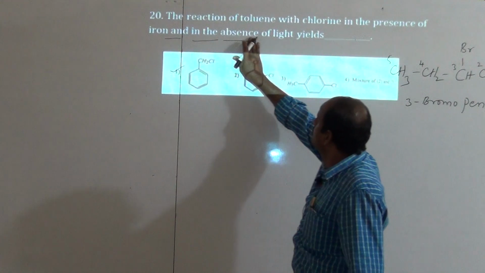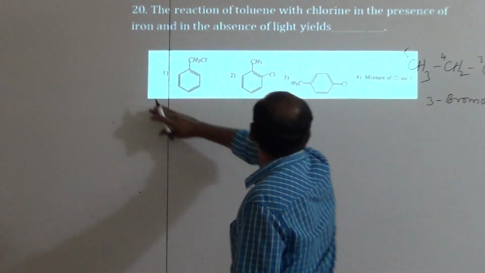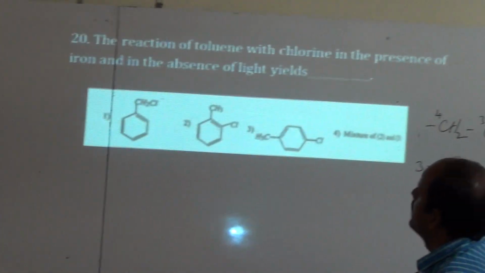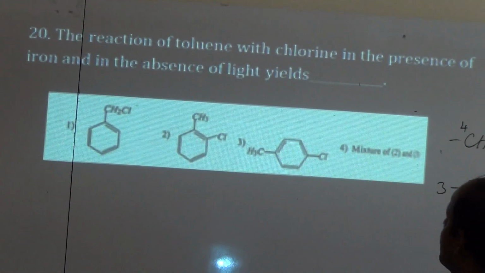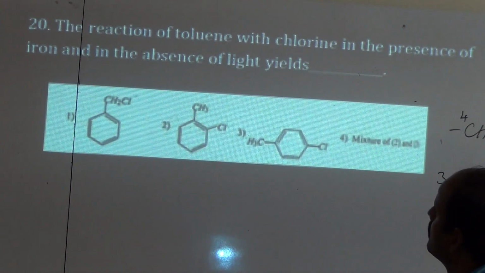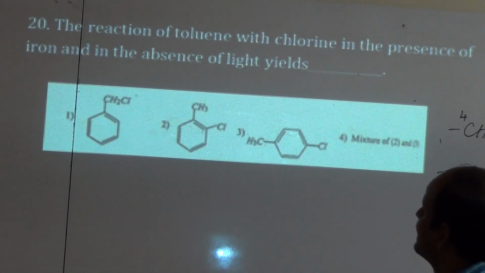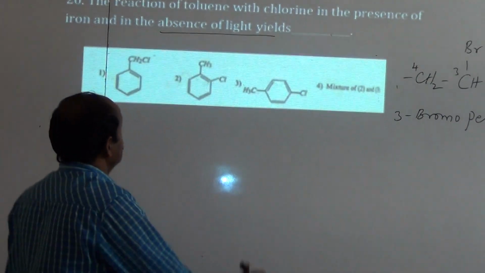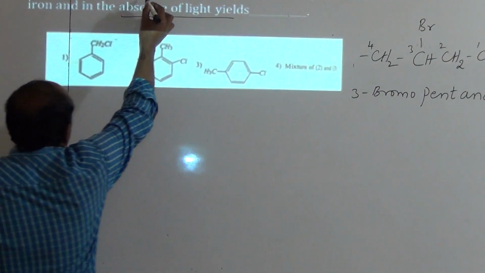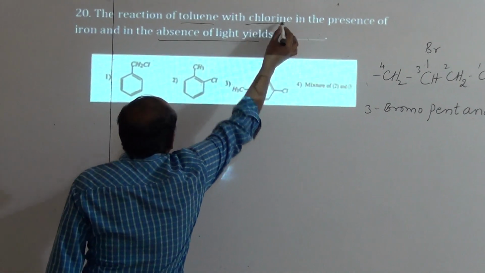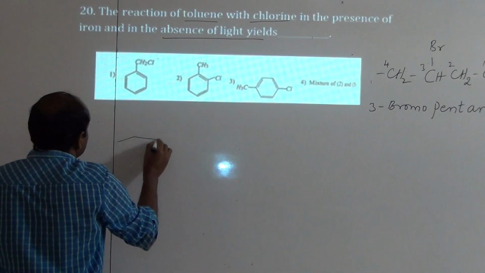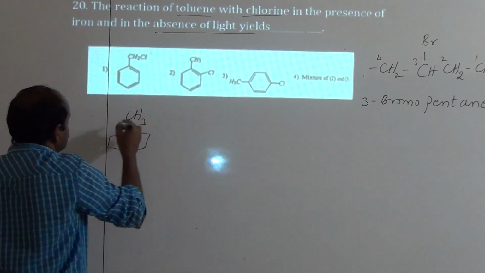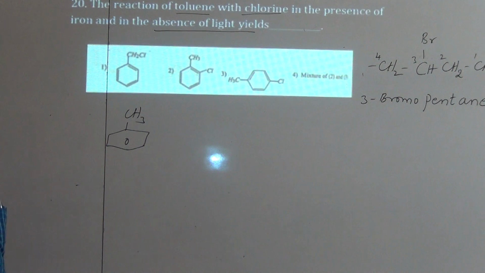Next one here. The reaction of toluene with chlorine in the presence of iron and in the absence of light. They given in the absence of light. Then take the given reagents: one is toluene, another one is chlorine. Toluene means methylbenzene. Methylbenzene is nothing but toluene.